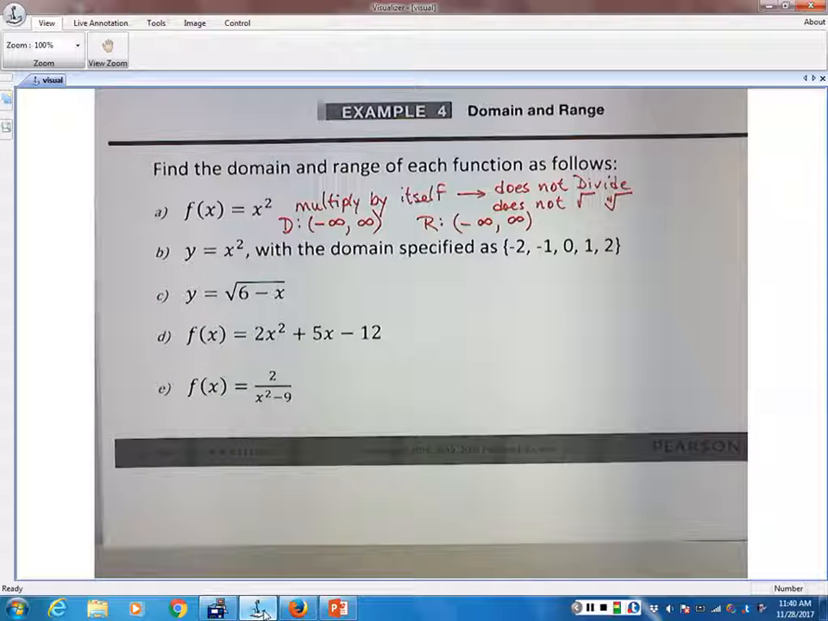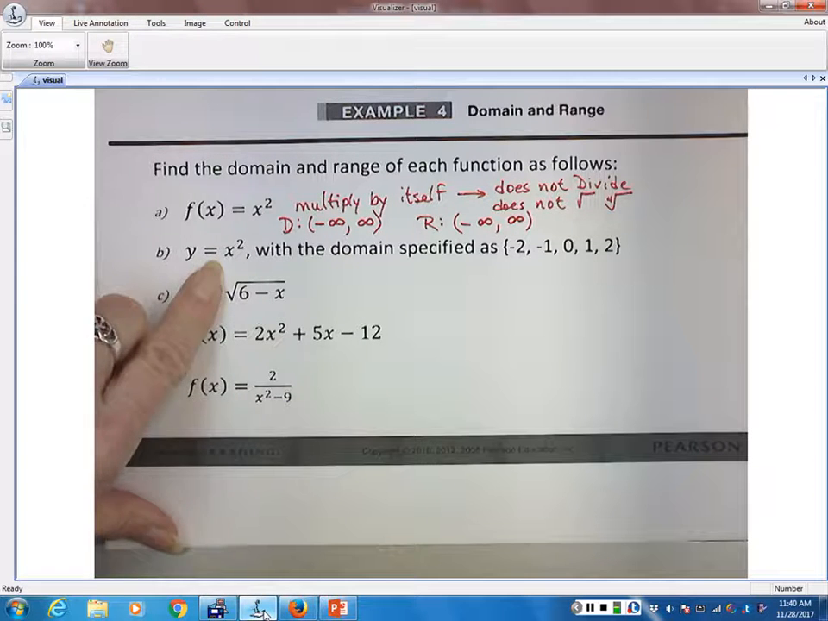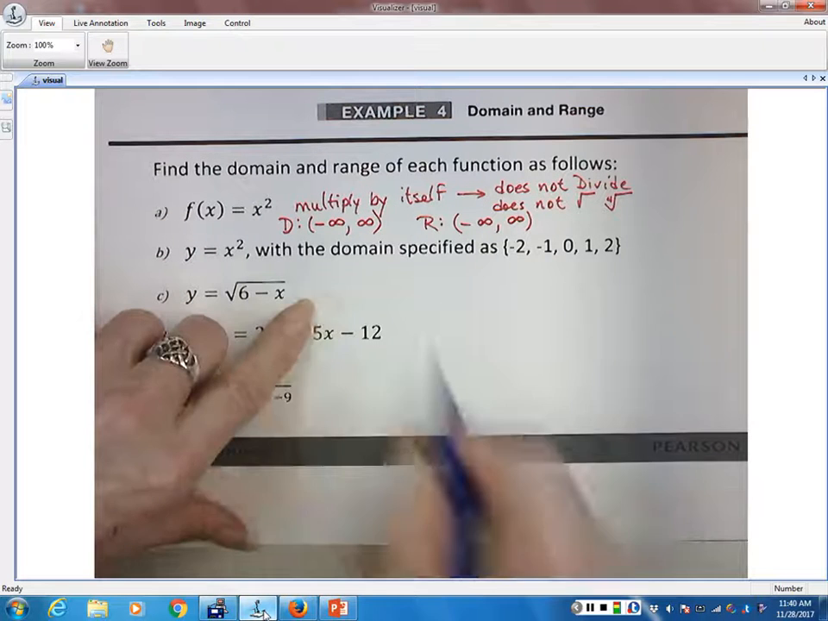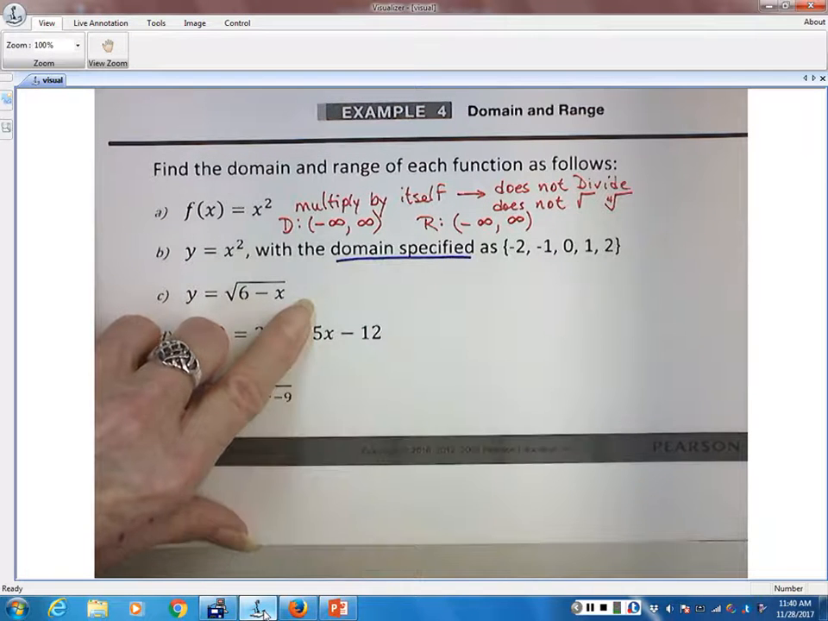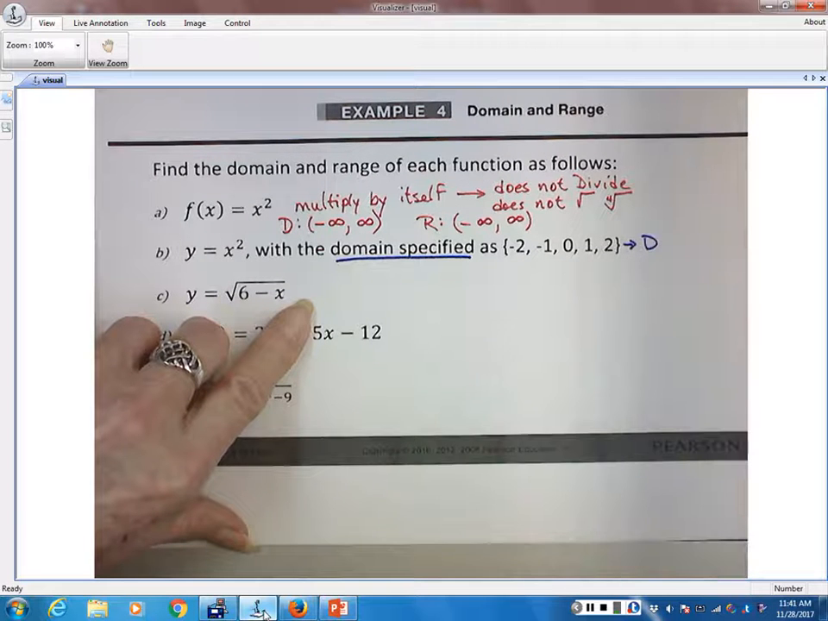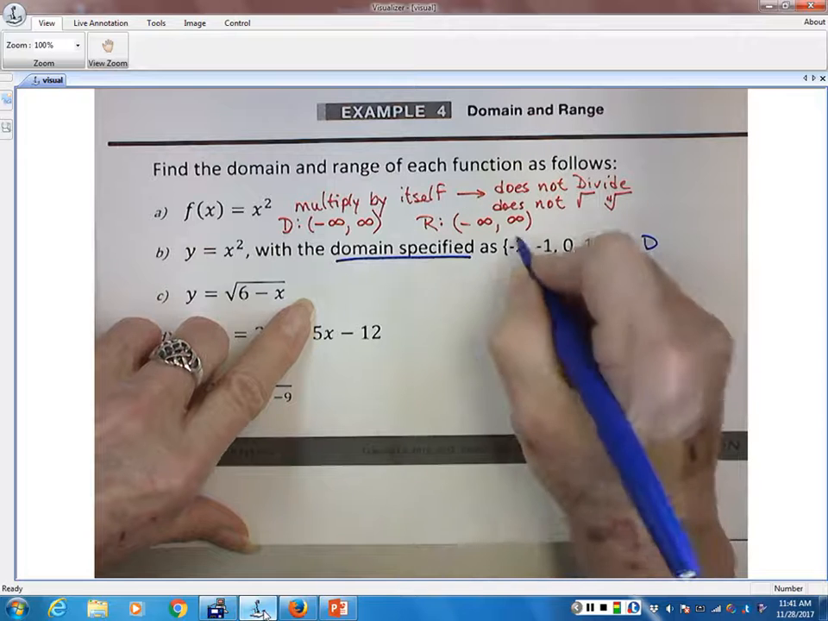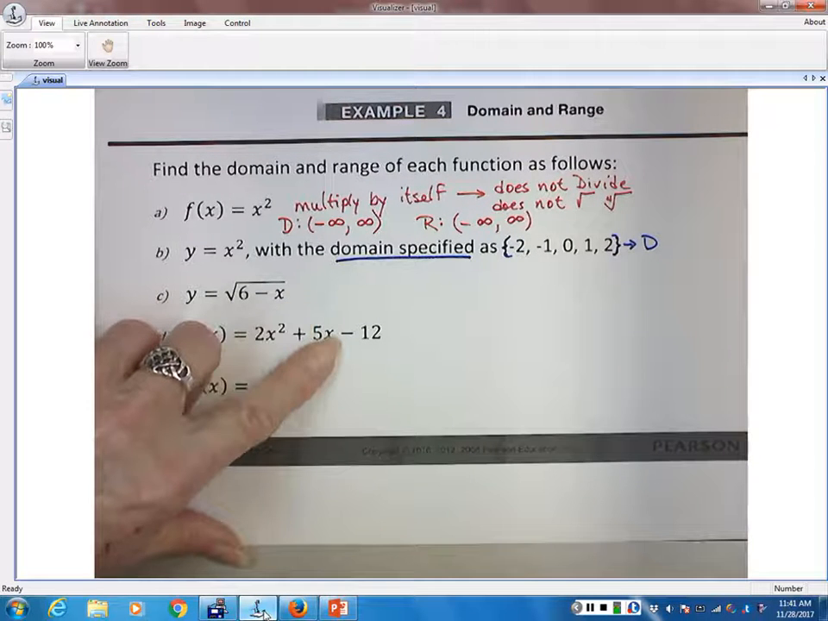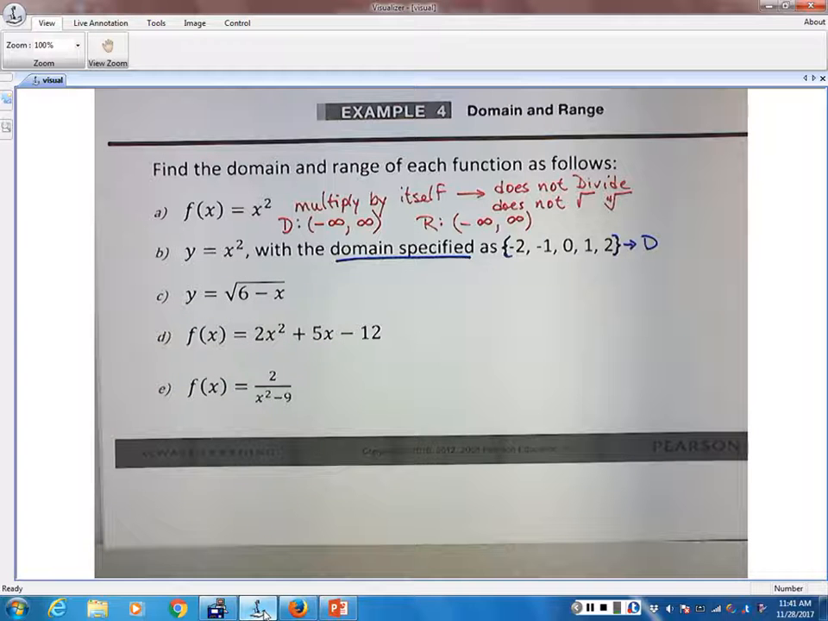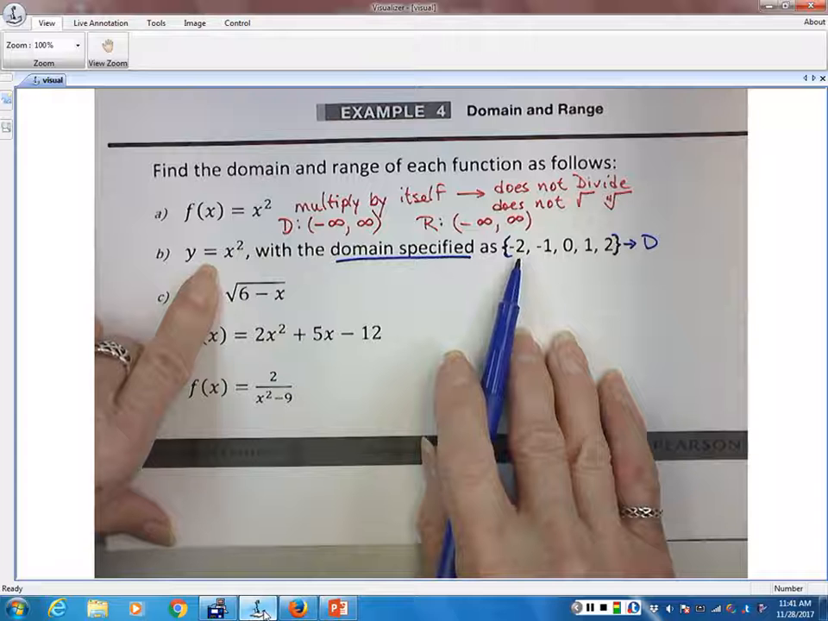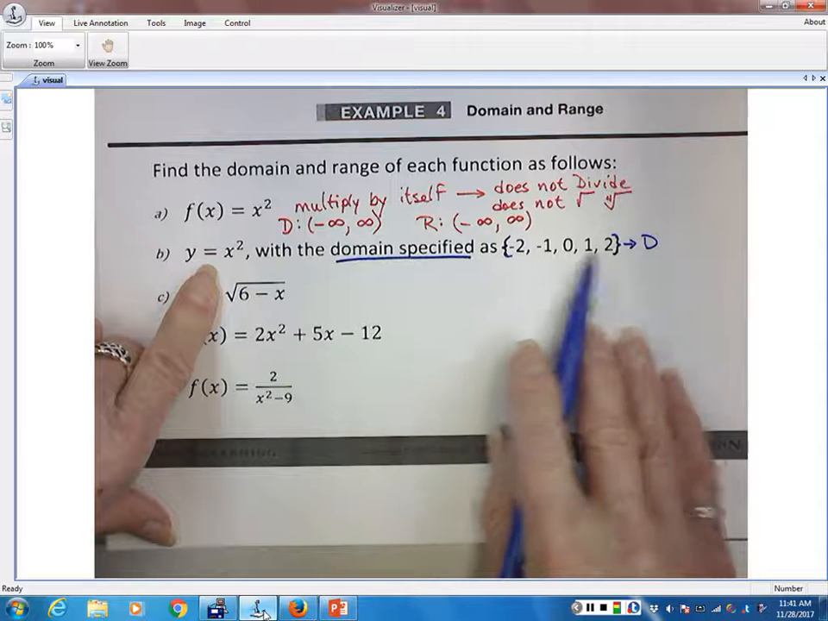Now the next question is very, very similar to that. It says y equals x squared, which is the same thing as before, just we're calling the function y. But it has a specified domain. This is the domain. And notice it has little curly brackets because it's a list of numbers. The curly brackets indicate that it's just a list of numbers. It's not an interval. So if the only numbers that this function gets to work on are negative 2, negative 1, 0, 1, and 2, what would its range be?